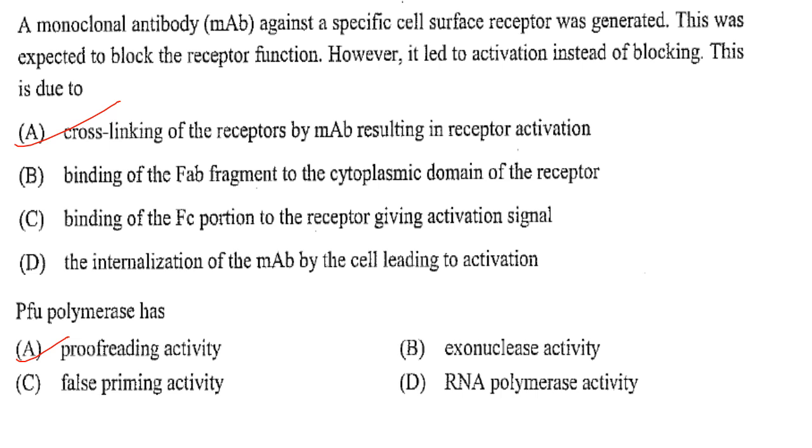Then next one. A monoclonal antibody against a specific cell surface receptor was generated. This was expected to block the receptor function. However, it led to the activation instead of blocking. This could be due to. So the monoclonal antibody was generated against a specific cell receptor to block the function of the receptor. But what happened was it got the receptor activated. And this could be due to cross-linking of the receptors by monoclonal antibody resulting in receptor activation. That is the answer. Answer is option A.